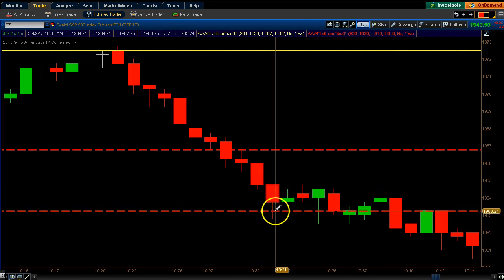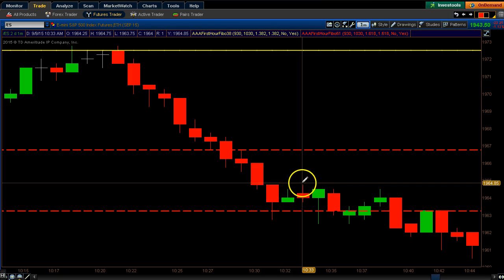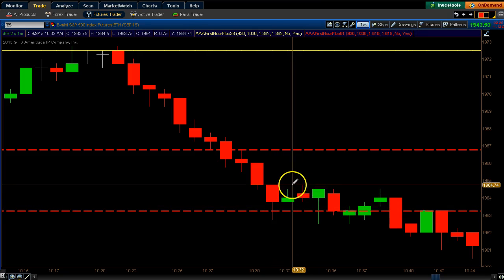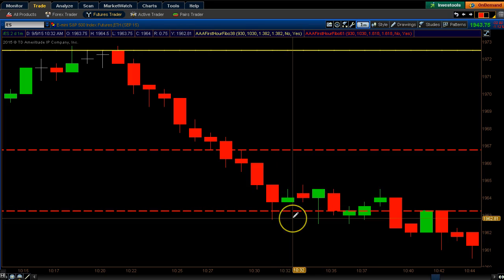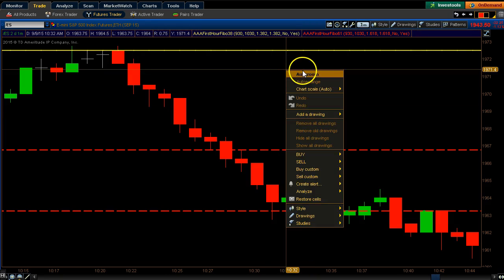So price comes down, we rally. You could have picked up about 2 or 3 points on, actually, about 1.5 points on this. These are just more of a little scalp. It depends on market conditions.